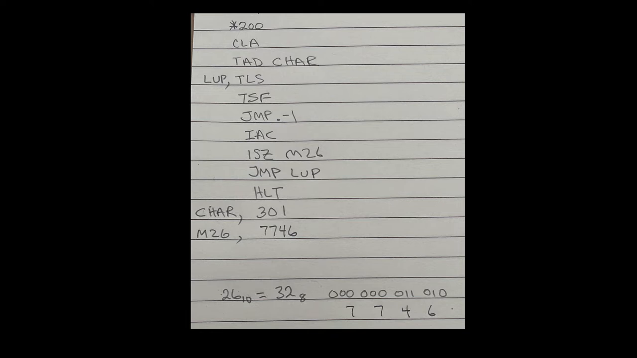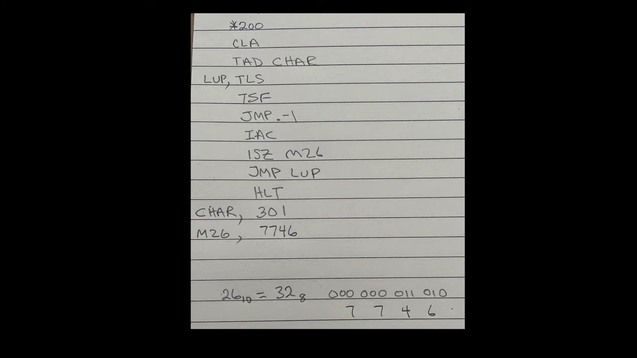The next thing we do is increment and skip if zero, M26. Now if you look down, M26 has the value 7746. Below that you can see the octal calculation of why I got to that 7746. In effect, that is a negative 26. I'm going to be counting it to negative 26 and then negative 25, negative 24. I'm going to be incrementing it all the way to zero.